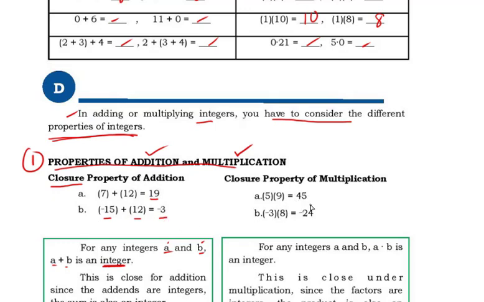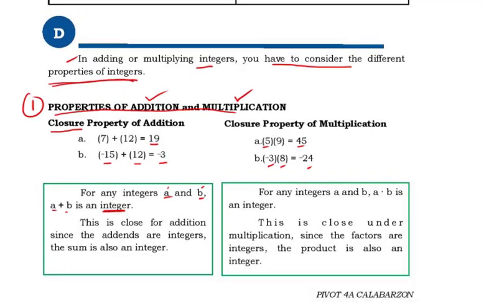Ganoon din po sa multiplication property. Meron po silang tinatawag na closure property of multiplication. So 9 times 5 is 45. Ang 9 po ay integer. Ang 5 ay integer. Ang 45 po ay integer din. So the same dito sa negative 3 times 8 equals negative 24. Lahat po yan integer. Okay, so yan po ang ibig sabihin ng unang property, the closure property for addition and multiplication. Okay, madali lang pong tandaan.